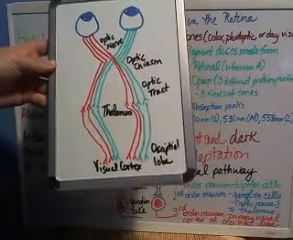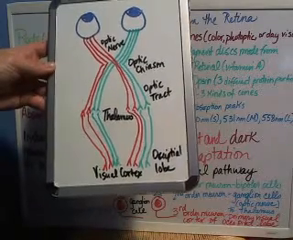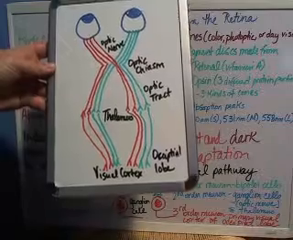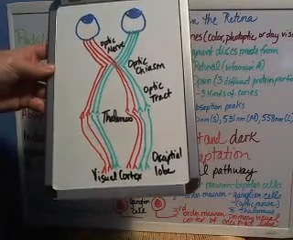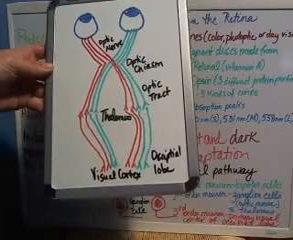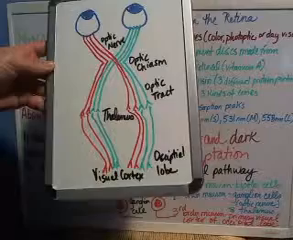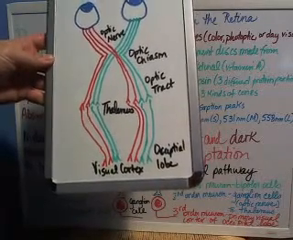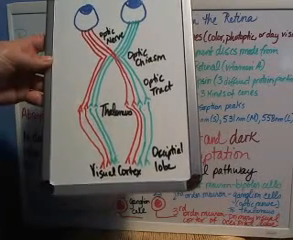Once the fibers leave the optic chiasm, where they hemidecussate, the fibers are known collectively as the optic tract. They will head to the thalamus, because second-order neurons head towards the thalamus, and they will synapse, and the third-order neurons will leave the thalamus, and they will travel to the visual cortex, the primary visual cortex, in the occipital lobe. So that is our visual projection pathway.